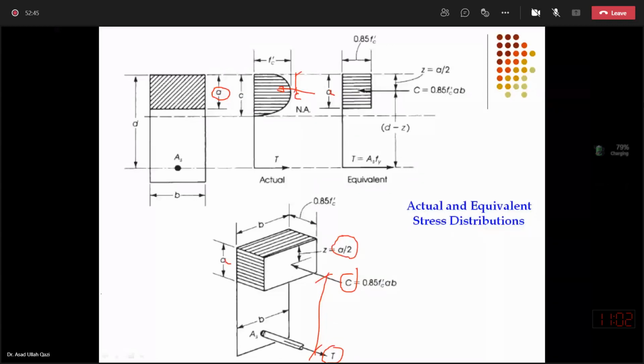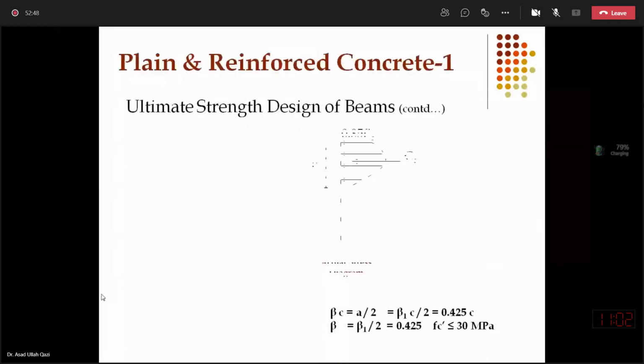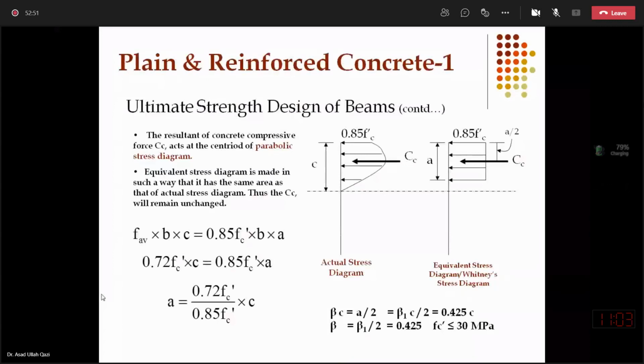Now, how actually it was made equal, this slide can help us understand how Whitney proved that both the answers are same. Now look at the left picture. We already have done this exercise on the second or third slide of today's lecture, and we calculated F average by calculating area under the curve divided by 0.003, which is the failure strain.